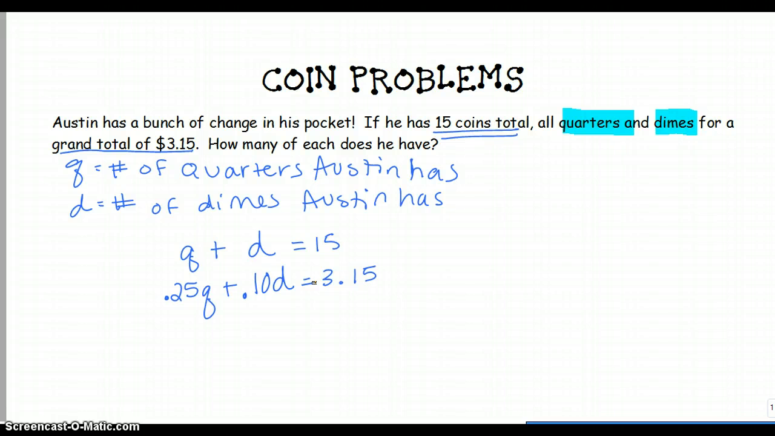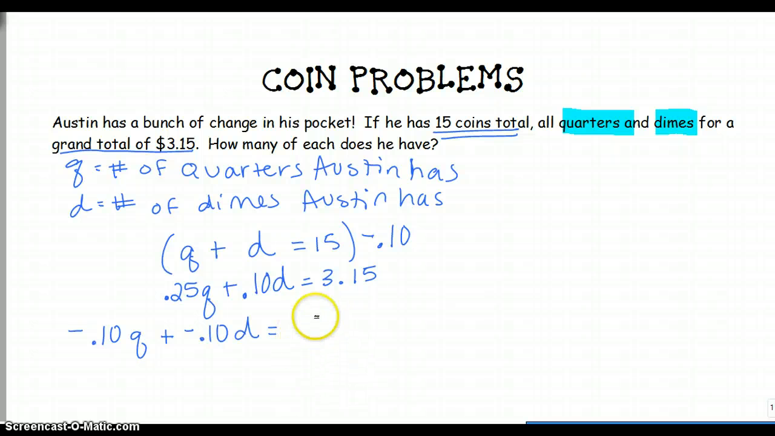So in order to solve, I'm going to solve for Q first. So that means we have to get rid of D. In order to do that, we're going to multiply each side by a negative 0.10, so a negative tenth. When we distribute, we're going to have negative 0.10Q plus a negative 0.10D, and then 15 times negative 0.10 is negative 1.50. Rewrite the second equation right below it.